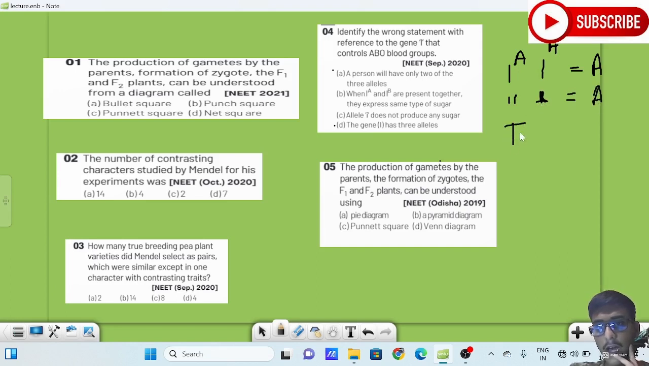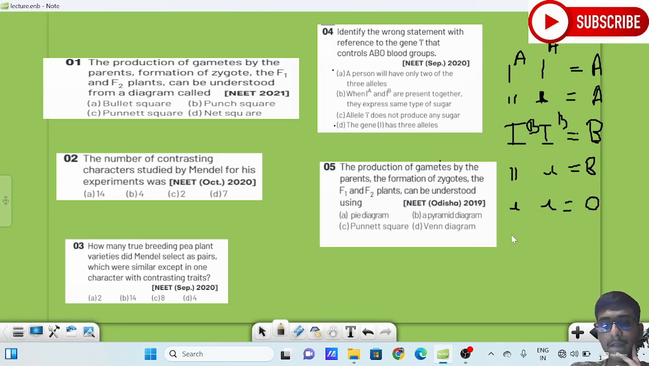If IB and IB, it codes for B blood group. And if it is IB and small i, it also codes for B blood group. If it is 2 small i, which is the only recessive form here, it codes for O blood group. And if it is IA and IB, which means two different dominant forms of the allele are present together, they form an entirely different blood group, which is AB. This is the case of codominance in multiple allelism.